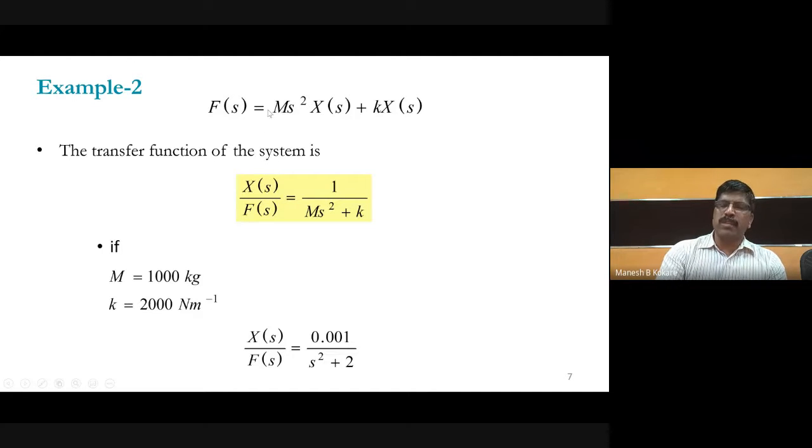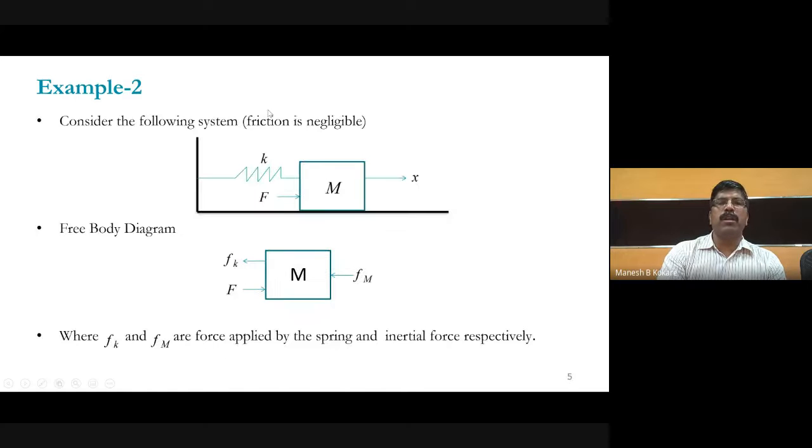Now you know what is basically the input. What is the input here? Input is force. What is the output? The output is displacement. Now if somebody asks you to find the transfer function of this system, what is a transfer function? The transfer function is the ratio of the Laplace transform of the output variable to the Laplace transform of the input variable. Now which is the output variable? Output is displacement, so X of s is the output variable. What is the input here? Input is force, so F of s.